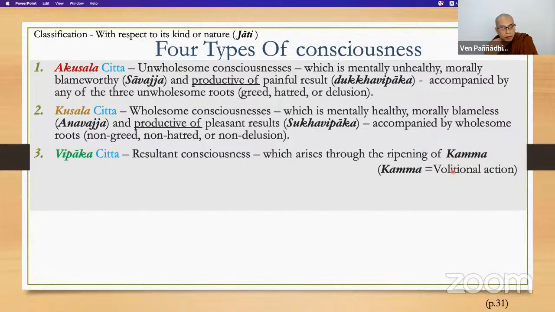And here karma means volitional action. So with the unwholesome consciousness, volitional action is unwholesome karma. With the wholesome consciousness, volitional action is called wholesome karma. And in the specific ultimate reality, we call the mental factor of volition, cetana, which is a mental factor, not citta.